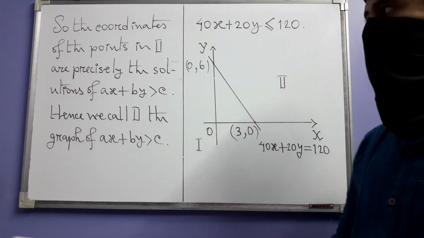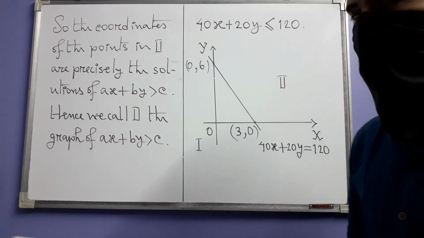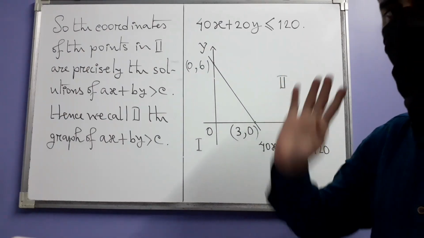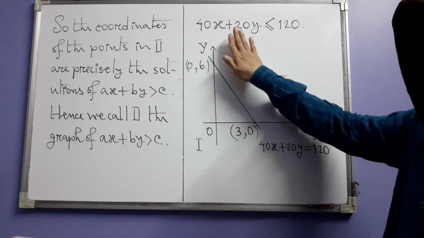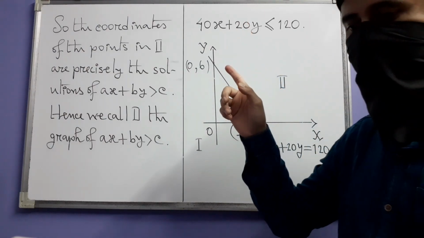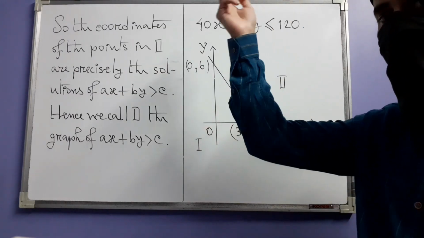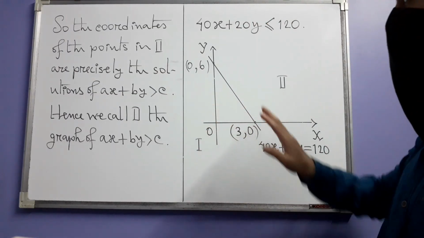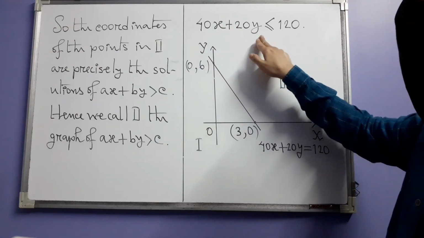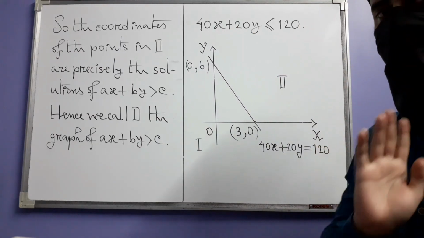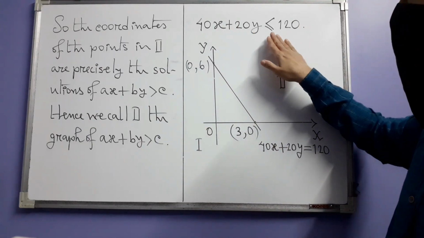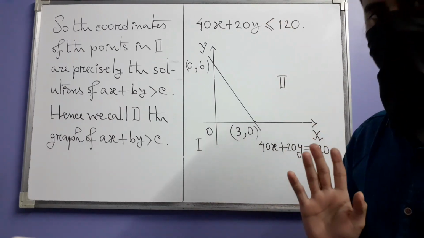Let us test this, whatever we did here, with this concrete inequality. Actually, this is something we considered in the beginning of the section. Beginning of the section means beginning of the previous section, not this one, of course. 40x plus 20y less than or equal to 120. Do not be afraid to see less than or equal to here.